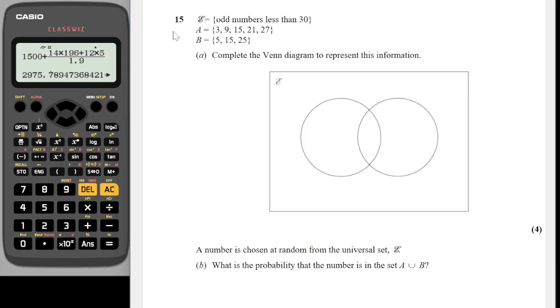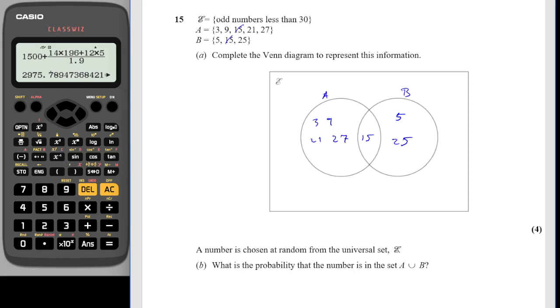Okay, question 15. So we've got some sets here that we want to put into a Venn diagram. So I'm going to look at what numbers they have in common first of all. So they've both got 15 in common, and that's the only number in common. So set A also has the numbers 3, 9, 21 and 27, and then set B has the numbers 5 and 25. And then we need to include the numbers that would sit in the outside.